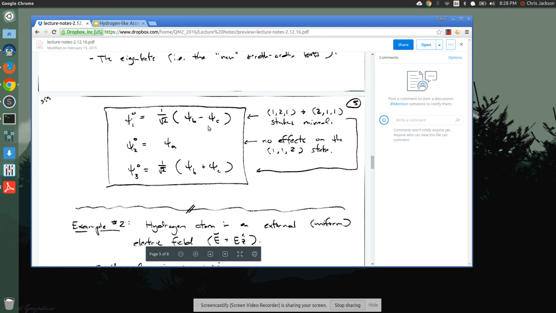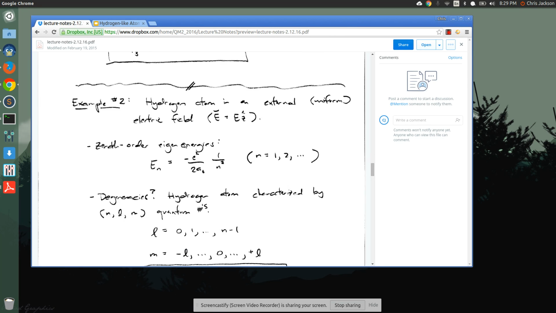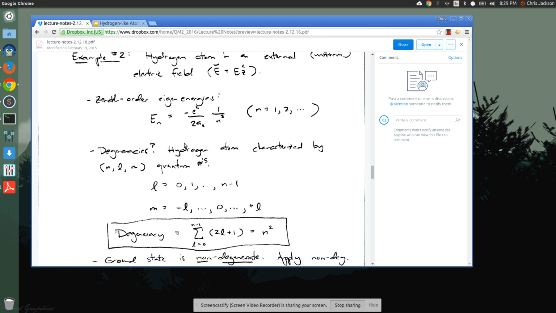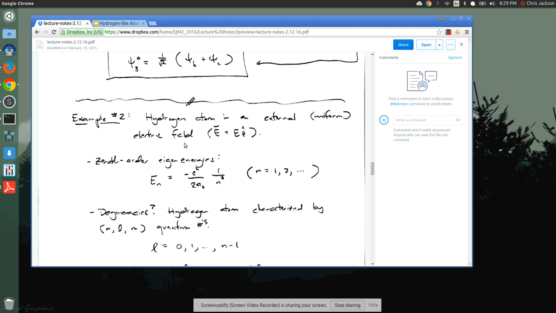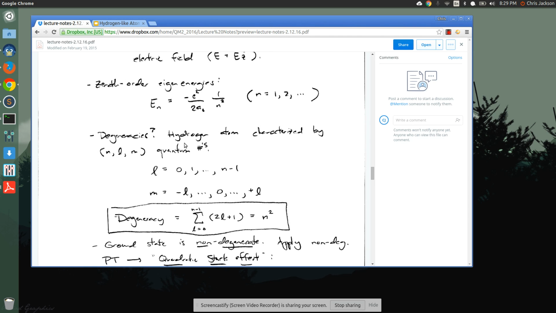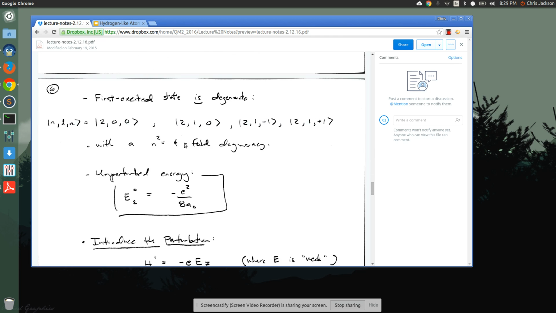So the 1-2-1 state and the 2-1-1 state both are mixed. And that's because we introduced the perturbation in the XY part, where we didn't change anything in the Z direction. So the 1-1-2 state, which is the excited state in the Z direction, was unaffected. And then we started talking about a hydrogen atom in an external electric field, and this led us to the linear Stark effect.